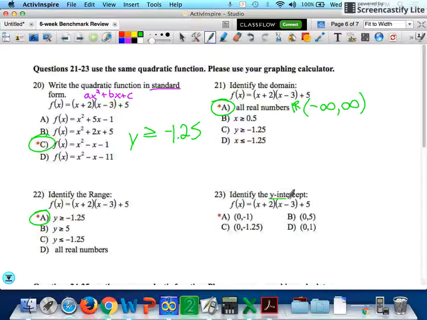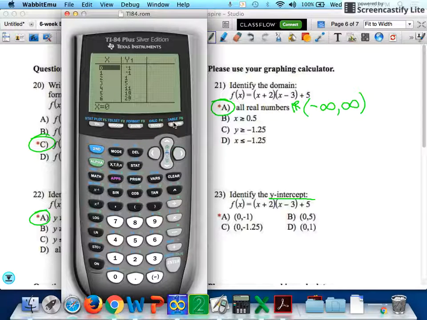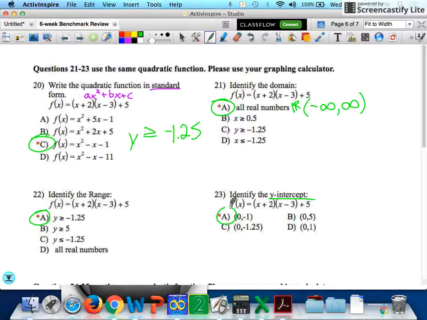Identify the y-intercept. Please be careful, guys. This is not asking for zeros. The y-intercept is where does it cross the y-axis. And the easiest way to find that is in the table. Remember, our x value for a y-intercept is always 0 because it's got to be on this axis, meaning the x is 0. And so in our table, it tells us that point is 0, negative 1.